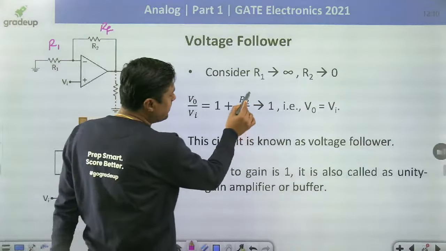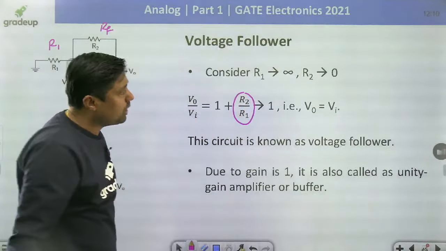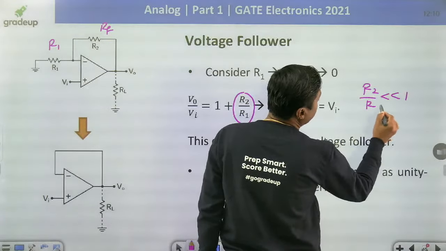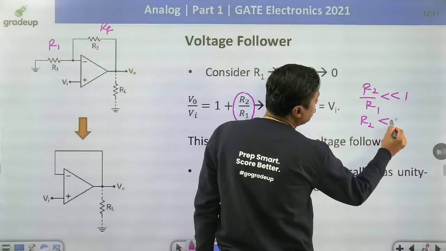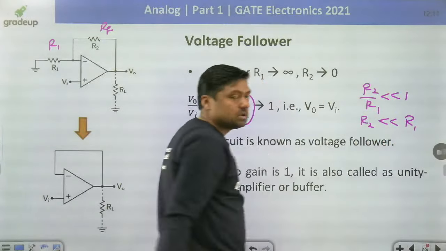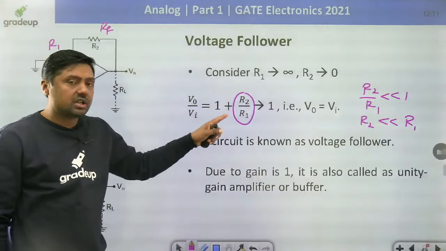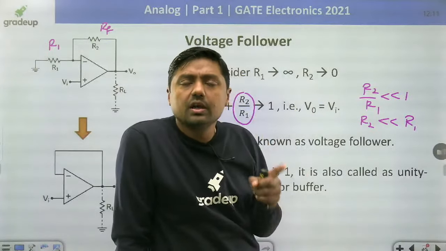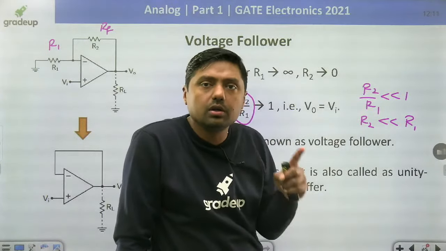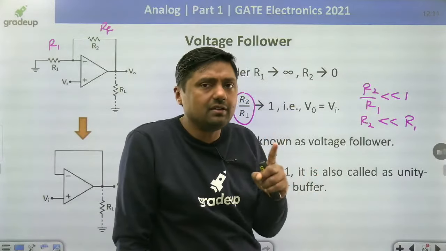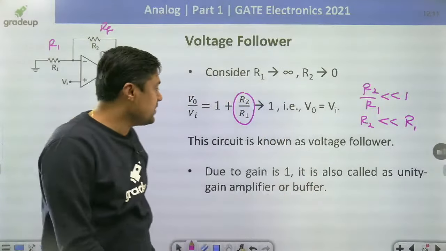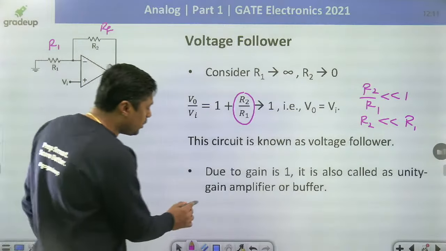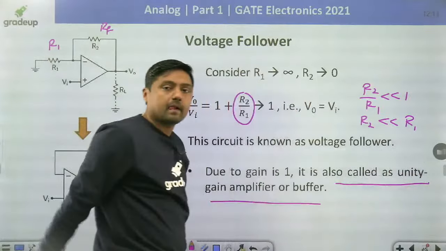If this term is negligible as compared to 1, and that is possible when R2 by R1 is very small as compared to 1, or RF is very small as compared to R1, then we can neglect this term and the gain is nearly equal to 1. Output voltage follows the input voltage, and that's why it is called a non-inverting operational amplifier and voltage follower. Phase shift is 0. This circuit is known as a voltage follower. Due to gain 1, it is also called a unity gain amplifier or buffer. This is the name. Okay.